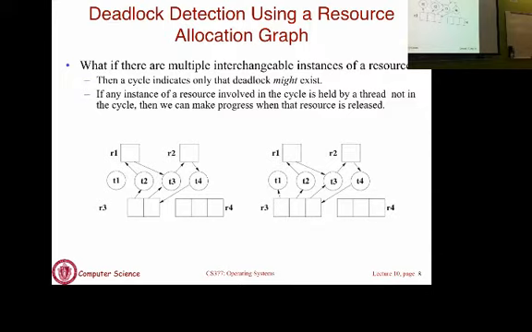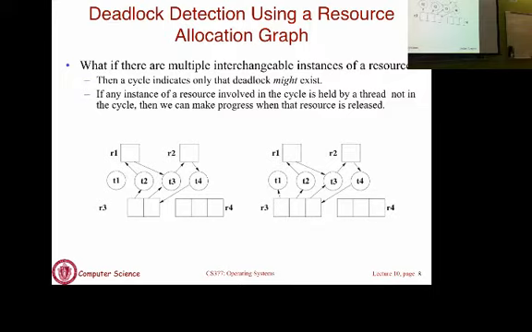This will occur only when you have multiple instances of a resource. If there's only one instance of each resource, then a cycle will actually imply a deadlock. But because you can have multiple interchangeable instances of a resource, you may not have a deadlock even if there's a cycle. For example, say I have a bank of 3 identical printers. When I say print, I don't particularly care which printer, so long as it prints on one of them, I am happy.